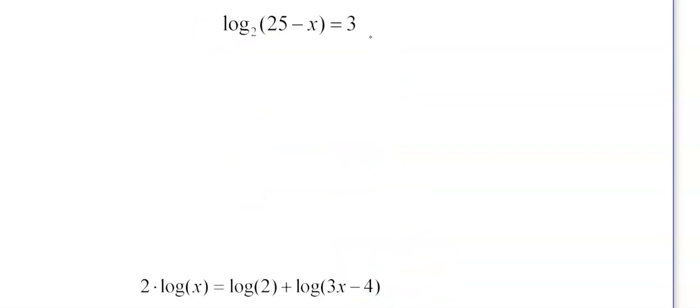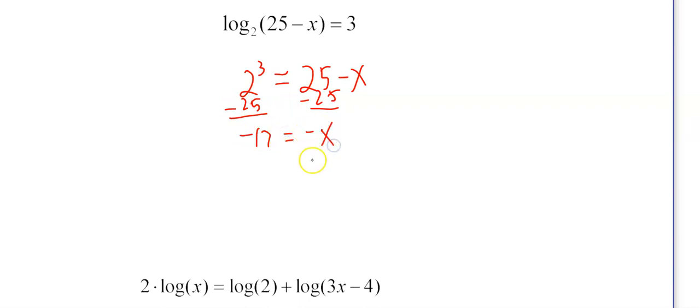Let's try this one. So this is in log form, so we put it in exponential form. 2 to the third equals 25 minus x. We're going to solve that. Subtract 25. So 8 minus 25 is negative 17. Divide by negative 1, you get x equals 17. If you plug that in, 25 minus 17 is 8. That's positive. I think that's going to be an answer, as long as we didn't make a mistake. You can always check it. Log base 2 of 8 is equal to 3, so that works.